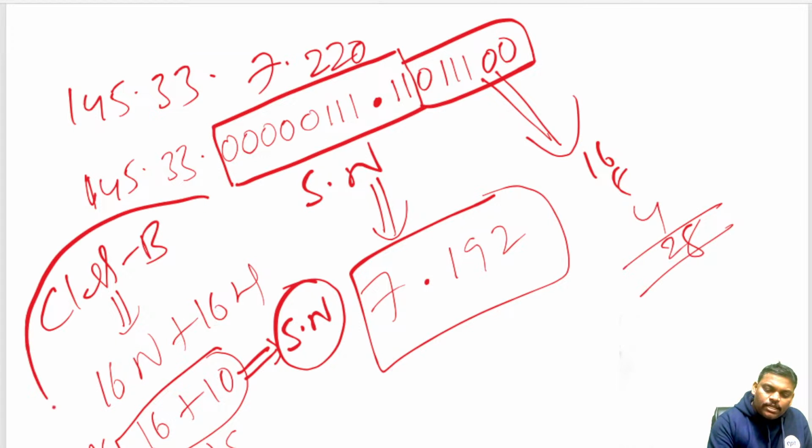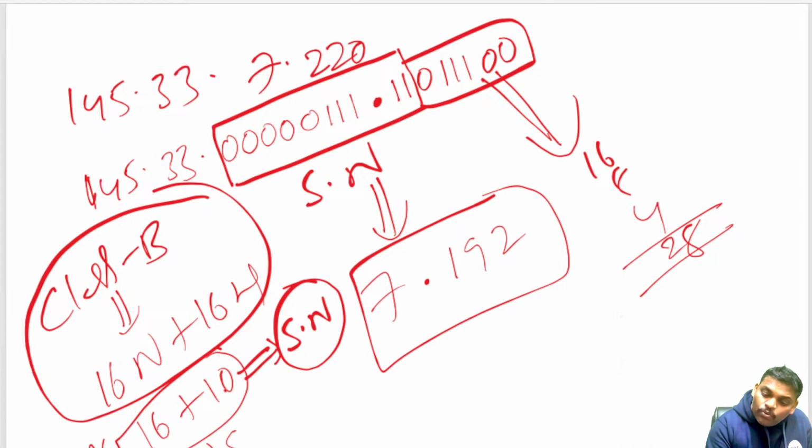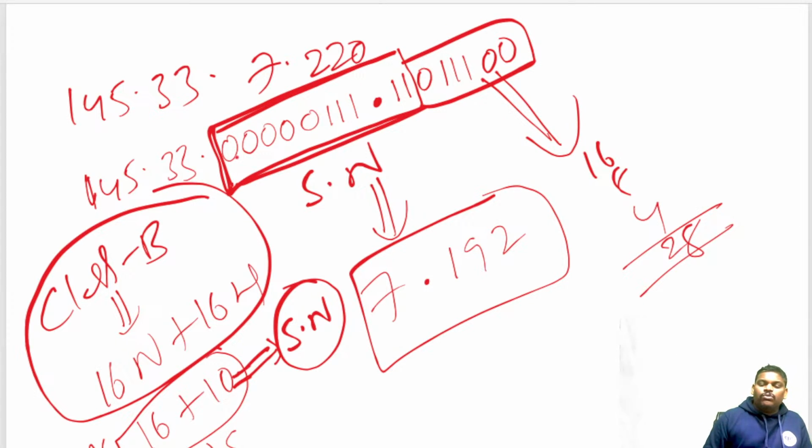Class B says 16 plus 16, but the mask says 16 plus 10 ones. Oh, this 10 belongs to subnet. So those 10 bits in the given IP are going to be the subnet number, after the network part. Fine. Is it okay?